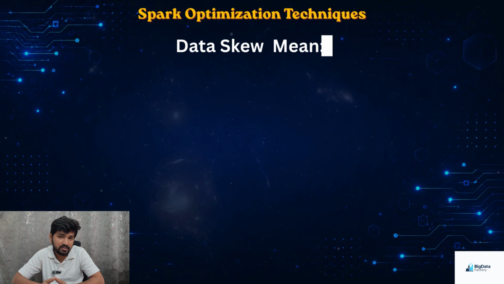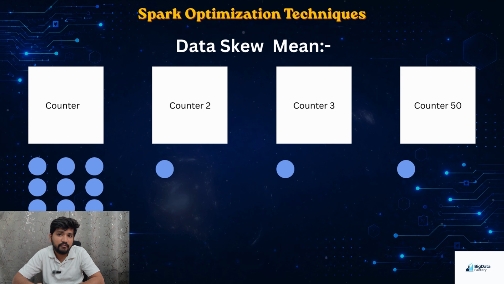Data skew happens when one partition receives much more data than the others. For example, imagine 199 tasks finish in 30 seconds, but one task takes 15 minutes. The entire stage waits for that slow task. AQE can automatically handle some skewed sort-merge joins by splitting oversized partitions.